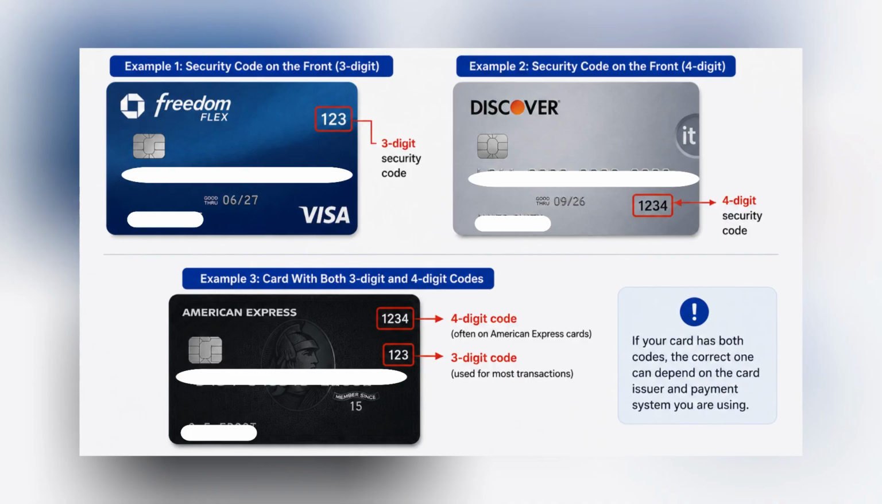For most debit cards and credit cards, the CVV2 number will simply be the 3-digit number located on the back near the signature area. That's it. That is how you can find the CVV2 number on your debit card or credit card.